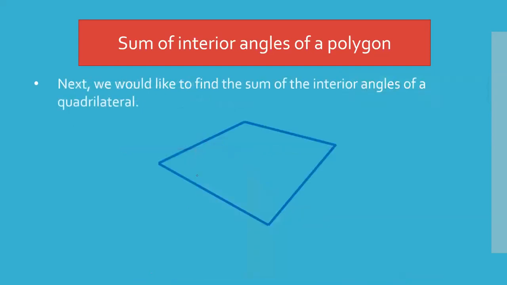So now what we would like to do is extend this idea to a shape with more sides. Since we figured out the sum of the interior angles for a triangle, the next step is to figure out the sum of the interior angles of a quadrilateral. Okay.